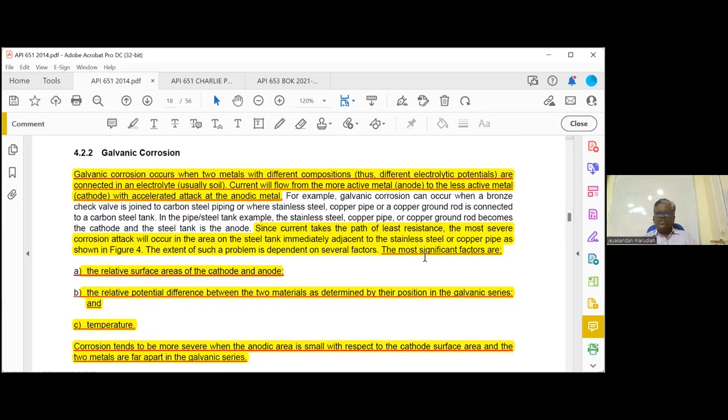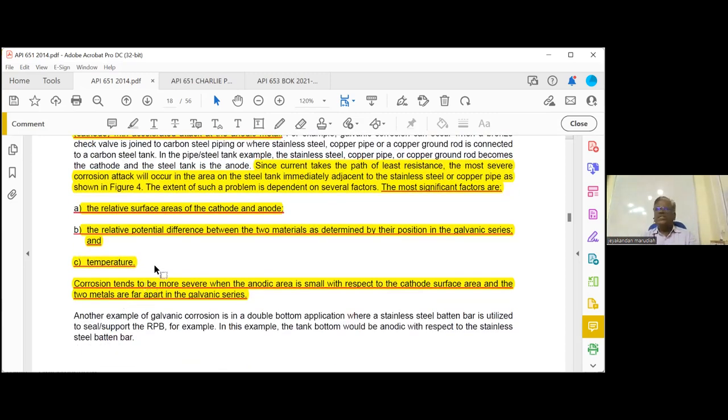The most significant factors are the relative surface areas of the cathode and anode, and the relative potential difference between the two materials as determined by their position in the galvanic series. On the table, what is their position? See, in the table, anything which is far away will have more corrosion. Please remember, if the anode is corroding more, the cathode will be protected more. If the anode is not corroding, the cathode is also not protected. It should corrode more. So for that, the distance should be more in the table, the galvanic series table. And the temperature.